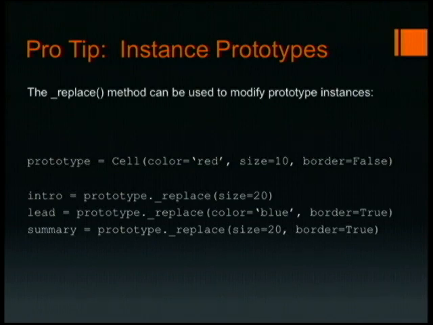Now, when I make specific instances, instead of making them from cell, I just clone from the prototype. So I say prototype replace size 20. Now intro has size 20, but it also has color red and border equal false. The lead will replace the color with blue and the border true, but the default size will come through. Who learned something new and cool? Fantastic. Okay, and another pro tip.